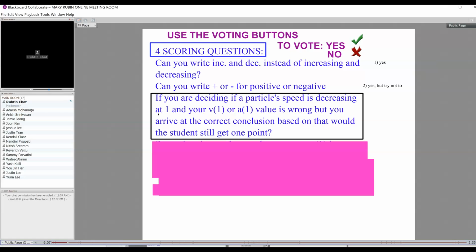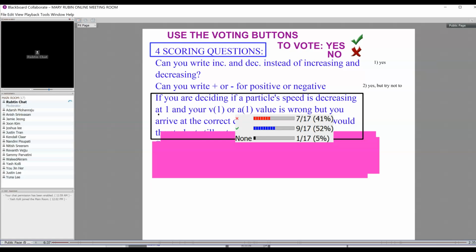If you're deciding a particle's speed is decreasing at 1 and your V of 1 or A of 1 value is wrong, but based on that conclusion, would the student still get 1 point? All right. Do the same thing, publish these. Okay, again, I guess it's a toss-up. The answer is down here. I can uncover it somewhere down here. Okay.